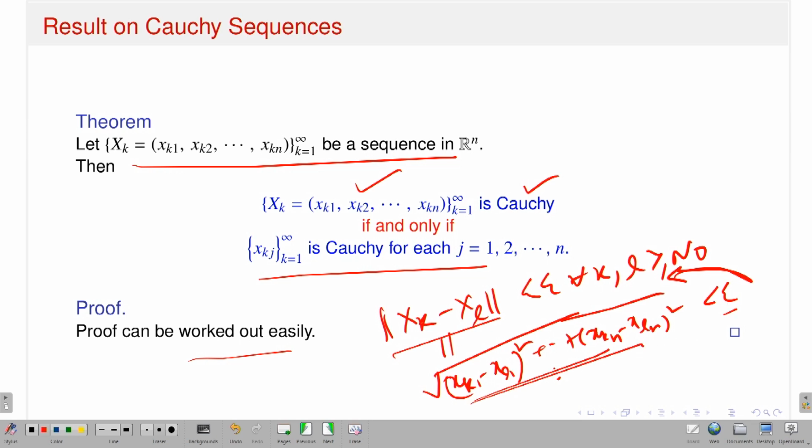Using that kind of argument, you can prove that if my full sequence Xk is Cauchy in Rn, then the component sequences are Cauchy. Conversely, if the component sequences are Cauchy, then the full sequence is Cauchy, because we have only finitely many component sequences, and that is important, to conclude that the full sequence Xk is Cauchy. So this is another result.